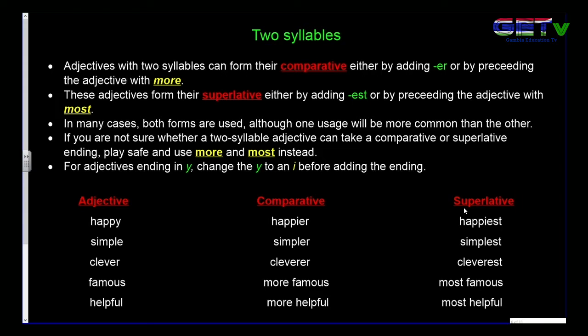The next one is what? Famous. Like I told you, if you don't know which one to use, just to play safe, what do we do? We use more for the comparative and then most for the superlative. So we have famous, more famous, most famous. And the next one, which is helpful, more helpful for the comparative, most helpful, superlative.